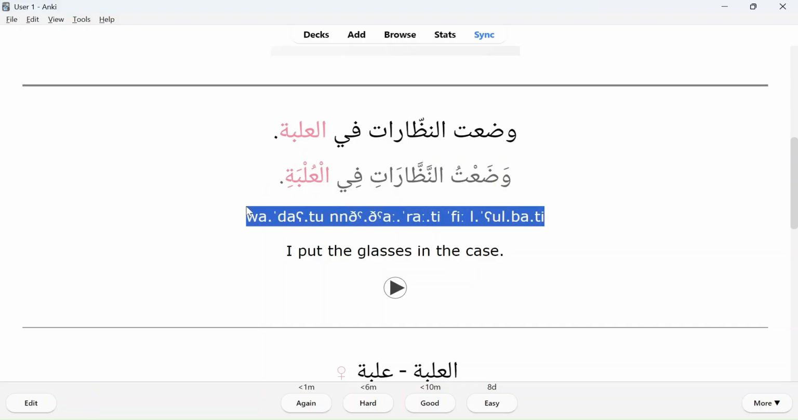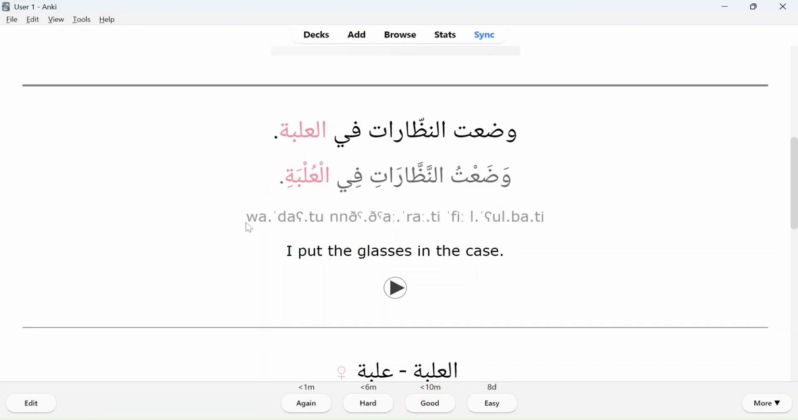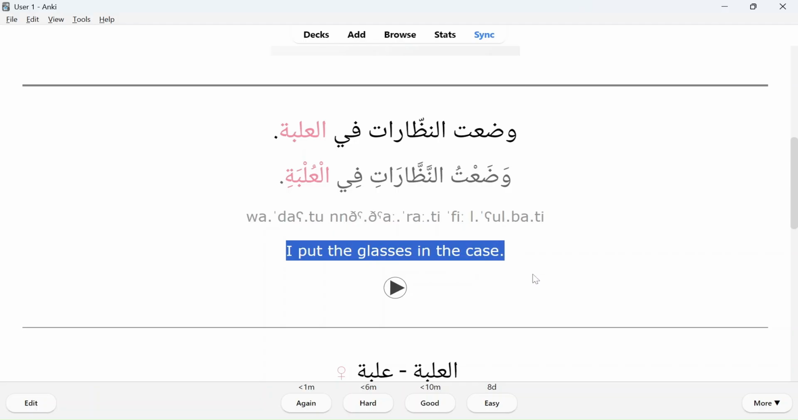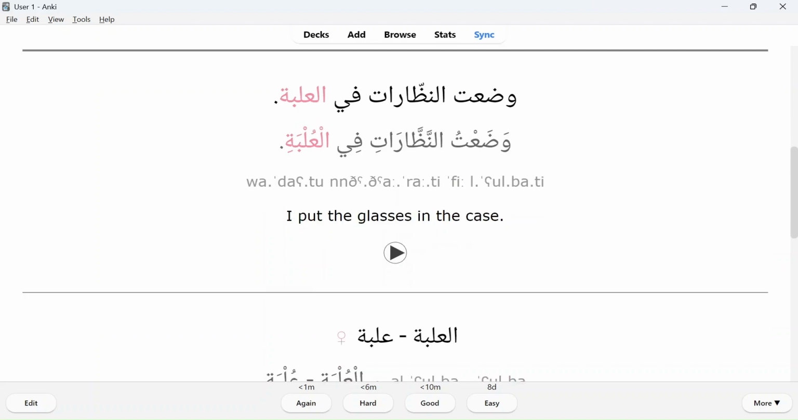Underneath that, we see the sentence, but then in IPA notation. And again, this will help you when it comes to pronunciation. So you can rely on the sentence with harakat, you can rely on the IPA notation sentence when it comes to helping your pronunciation, or simply on audio. So you have options, whichever one you prefer. Underneath that, we have the English translation sentence, and we have audio. وضعت النظارات في العلبة. Great. So that was the sentence area.